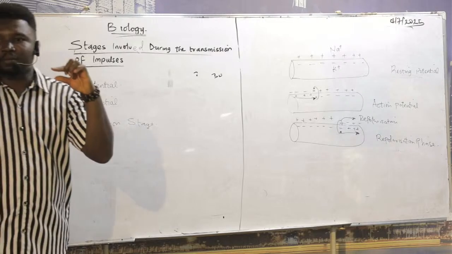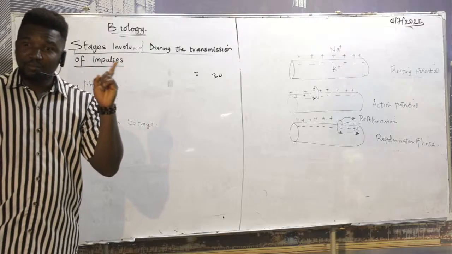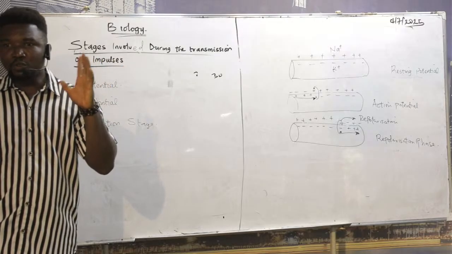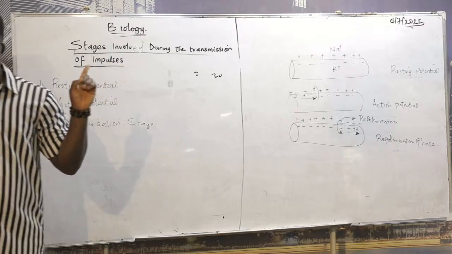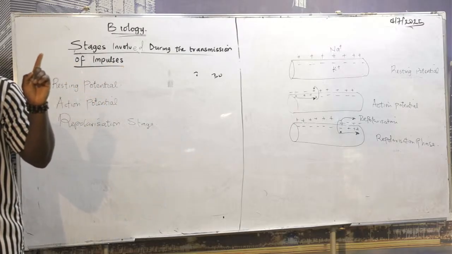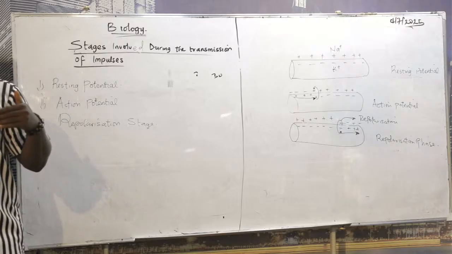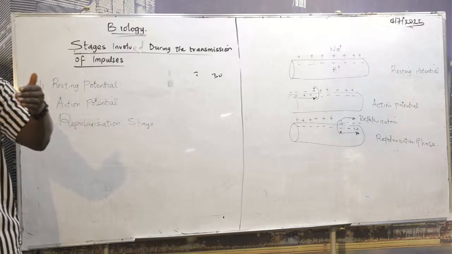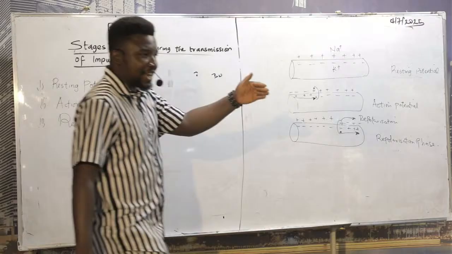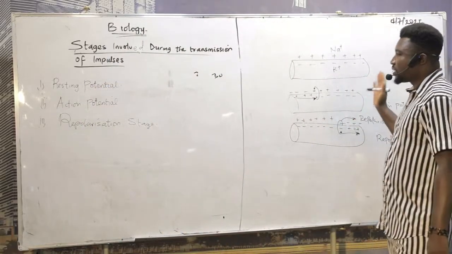Now listen. When the nerve is resting, sodium is what? Remember, I don't know if you've been reading your past questions very well. I've seen so many places where they ask this kind of question. When the nerve is not transmitting impulses, the sodium ion is on the surface of the nerve. Do you understand? So please make sure you know this very well.